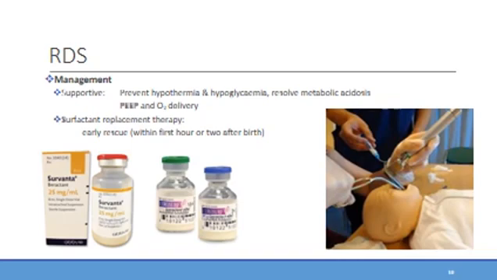Oxygen delivery should be such that you aim for SATs between 90 and 94% until the transition from intrauterine to extrauterine life is complete. The definitive treatment, however, is to give surfactant as a replacement therapy. We aim to give this as an early rescue dose, which means that it must be given within the first hour or two after birth.